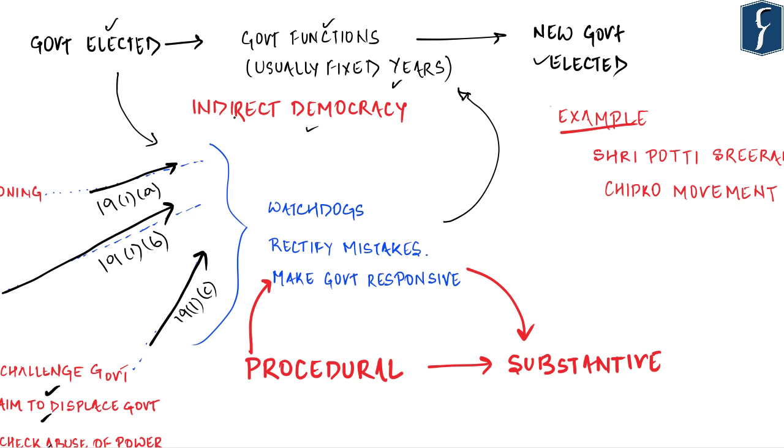Now under an indirect democracy, this remains the only proper constitutional procedure to get rid of a government. But there is no mechanism as such in India where citizens can be involved in major decisions of the government in between those elections.